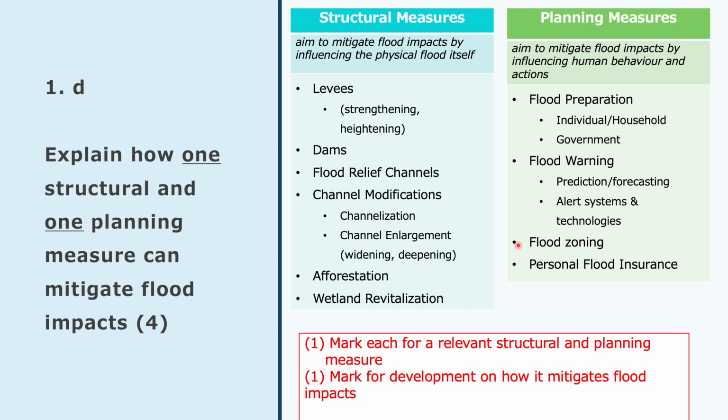And so for 4 marks, we need to give one of each, a structural measure and a planning measure. And for 2 marks, what is that planning measure? What is that structural measure? And then for the second mark, how does it actually mitigate the flood impacts? For example, let's look at the structure.